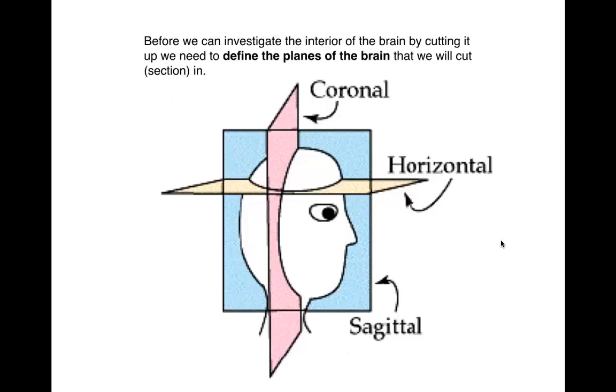Now let's divide first the brain into different sections so that we would have a proper orientation. This, of course, refers to the horizontal cut of the brain, while shown in pink is the coronal section, and shown in blue is the sagittal section of the brain. This is useful for investigating the interior parts of the brain by cutting the brain into different planes.